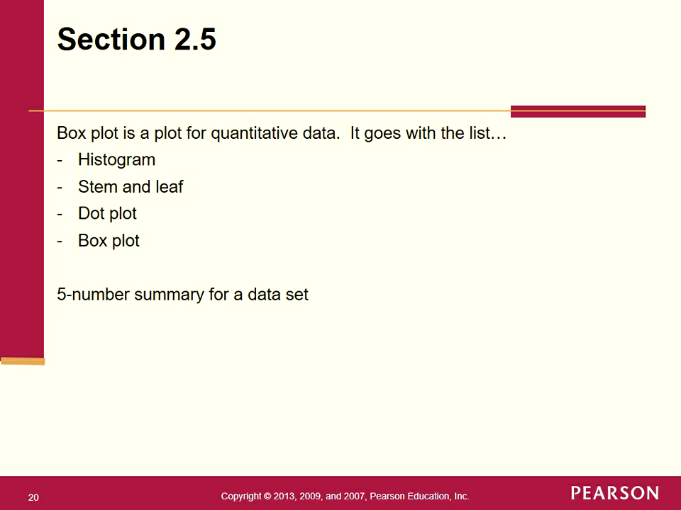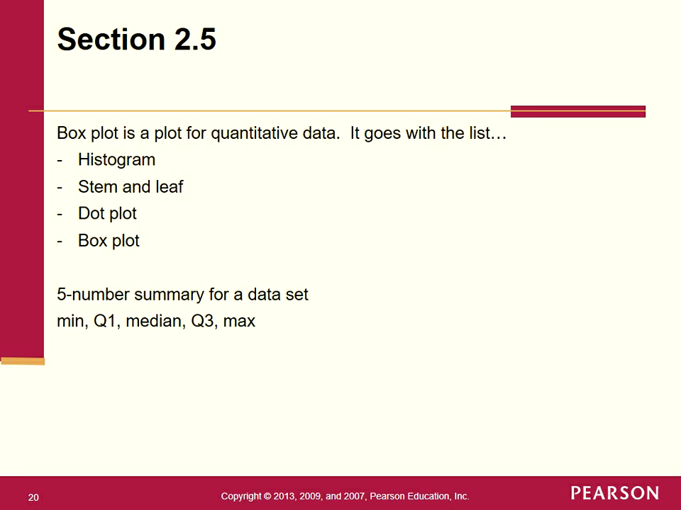The 5-number summary gives you the minimum, the quartiles, and the maximum. If you know those 5 numbers for your data set, you actually know quite a bit about your data, because you know 25% of the data is between the minimum and Q1, and 25% of the data is between Q1 and the median, and so on and so forth. So you sort of know how the data is spread out.